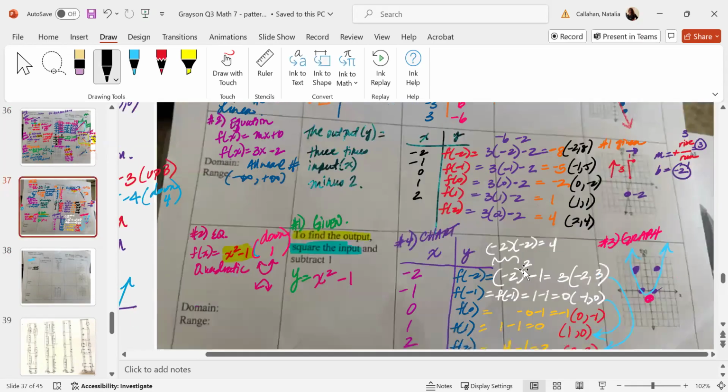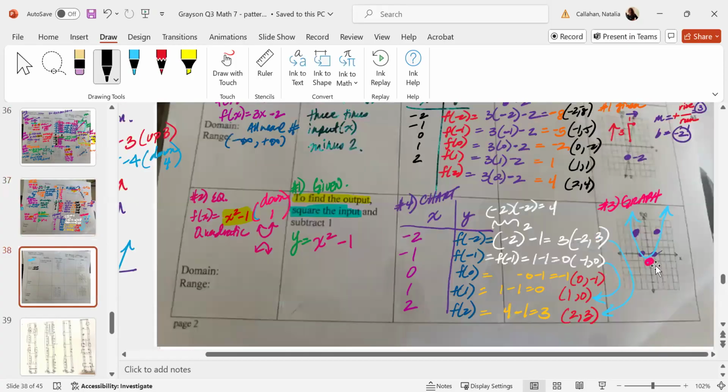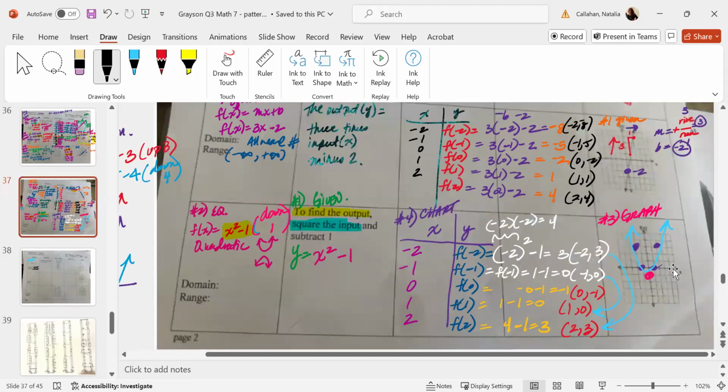So take a look at this equation right here. This equation is going to be very different than a straight line. It's not negative infinity to positive infinity, right? Domain, left and right. What would that be? Left and right. Look at the graph on the left. Look at the graph on the right. How far is it going to the left? How far is it going to the right? What do you think it's going to be?